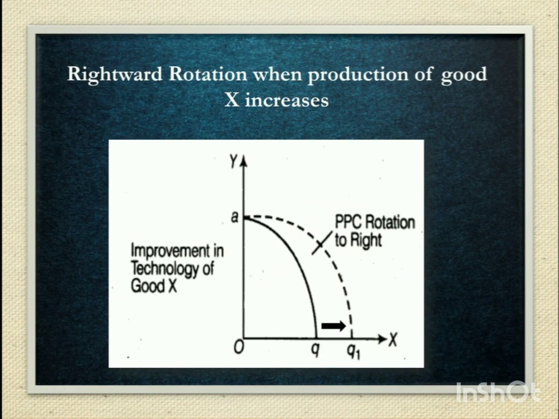First, rightward rotation. Here the production of good X increases because of improvement in technology and growth of resources for the production of commodity X. As a result, PPC rotates rightward from Q to Q1.